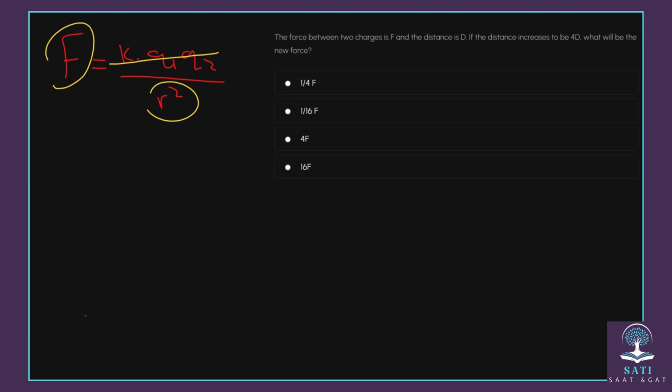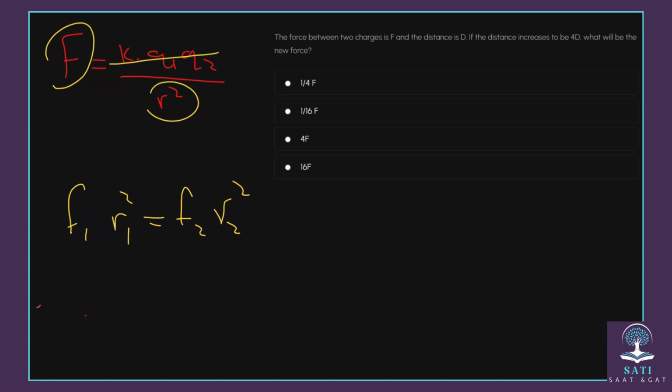So now, how do we write any inverse relationship? We write it as a multiplication. So you write it like F1 times R squared 1 equals F2 times R squared 2. This is how we write an inverse relationship. We multiply them as 1 and 2. If it is direct proportionality, we just divide them.